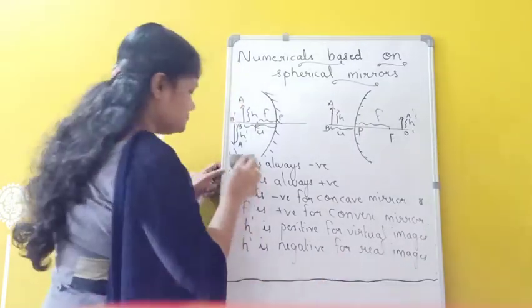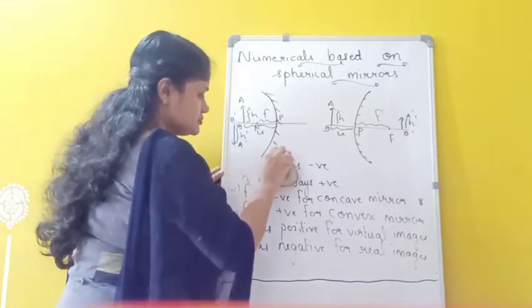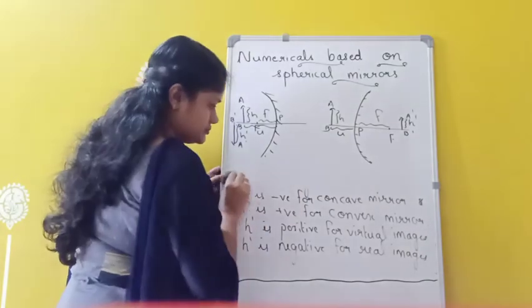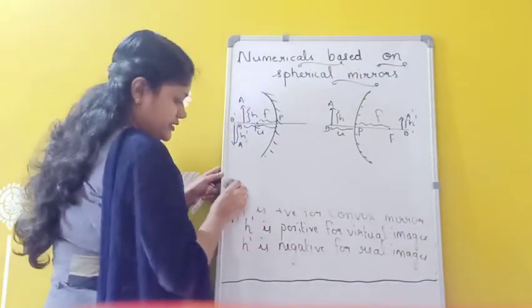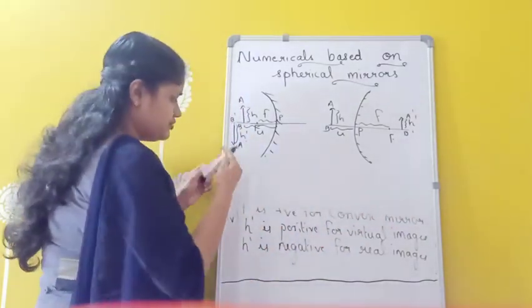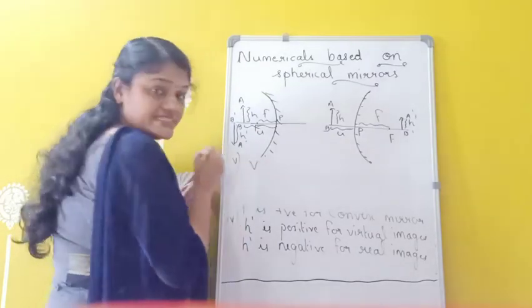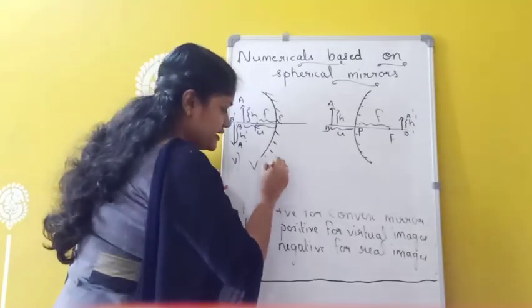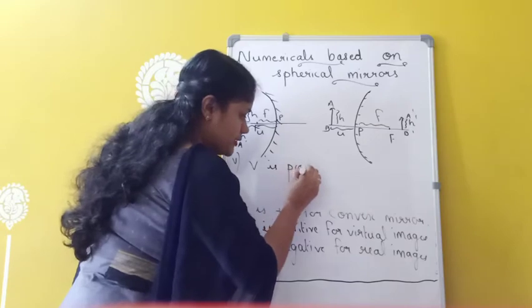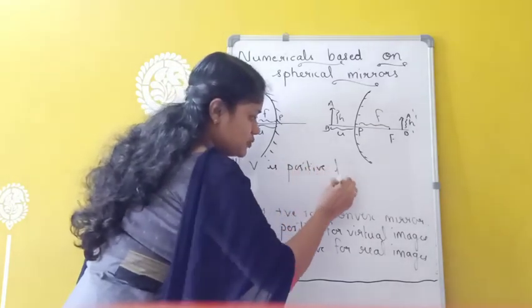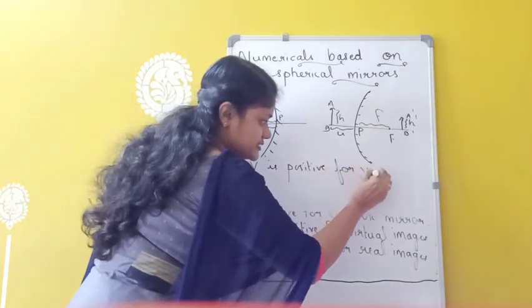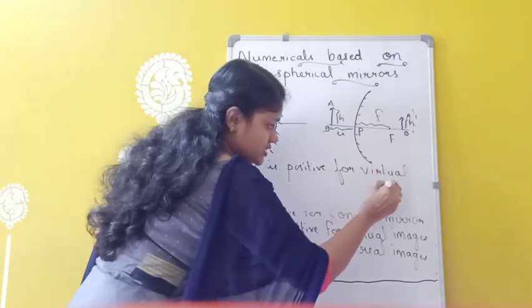The next one, fifth one, v. V means image distance. So v is positive for virtual images.